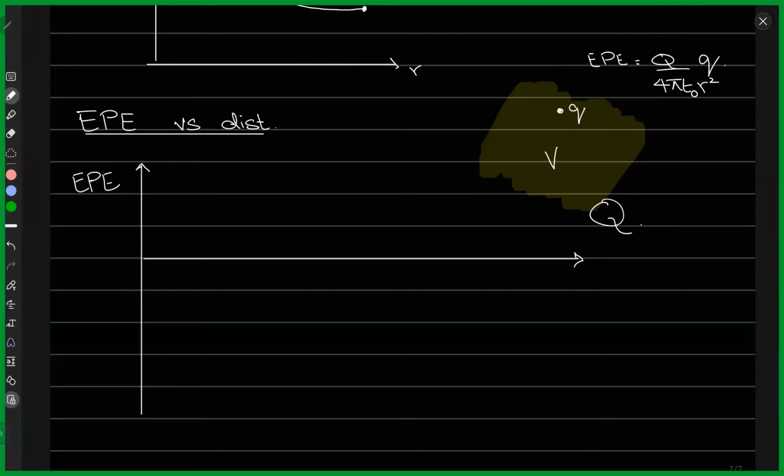So suppose my reference charge Q is a positive charge.